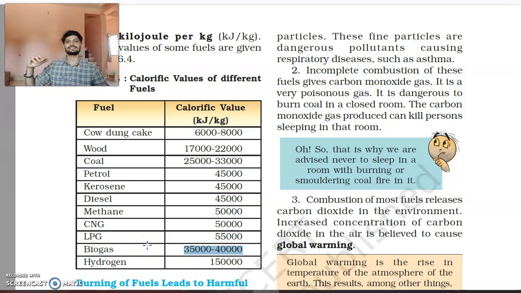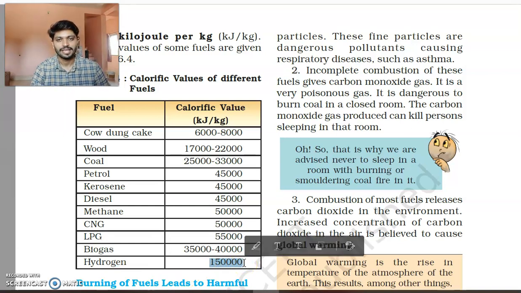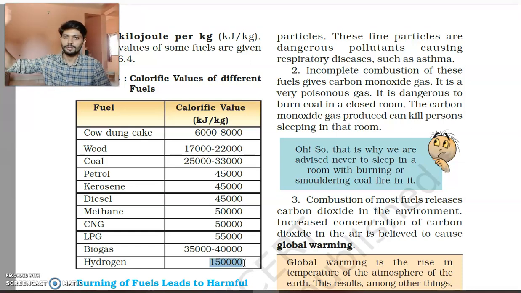But the highest is hydrogen gas. We know hydrogen gas is highly combustible. What is its calorific value? The calorific value of hydrogen gas is 1,50,000. Now we know why hydrogen gas is used to bombard some countries when atomic wars happen. There are certain world wars. What do we use? We use the hydrogen bomb. Why? Because it has such a calorific value. It burns lots of energy. So this is the reason why hydrogen gas is used to create bombs.